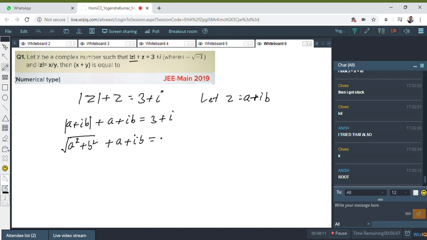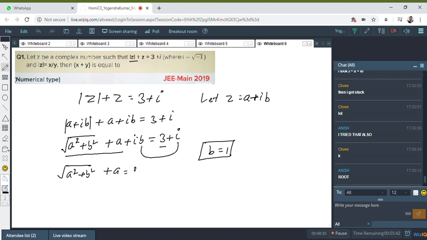Okay, Anish, do like this if you know. We just need to compare now, that's all. We got the real part and the imaginary part; we'll compare this to this here. So b is what? 1. We got the b value. Now root of a square plus b square plus a is equal to 3. So root of a square plus 1 plus a is equal to 3. I'm going to solve this.